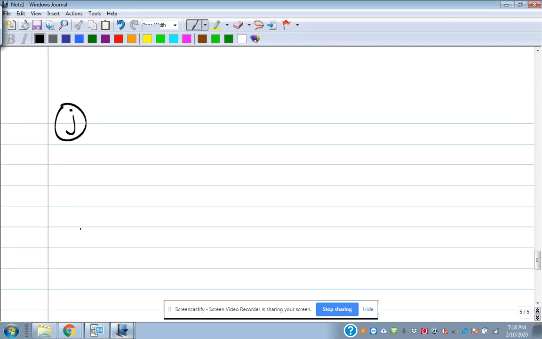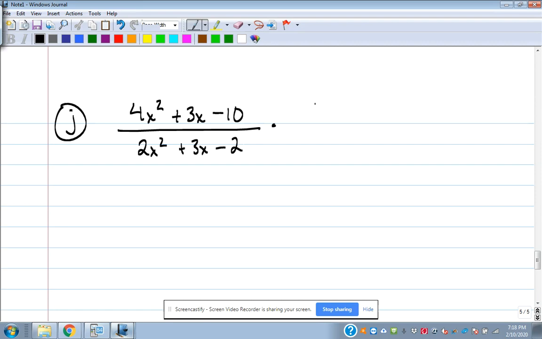All right, let's take example J. 4x squared plus 3x minus 10 over 2x squared plus 3x minus 2 times 4x squared minus 1 over x plus 4. Fun. All right. What do I do?